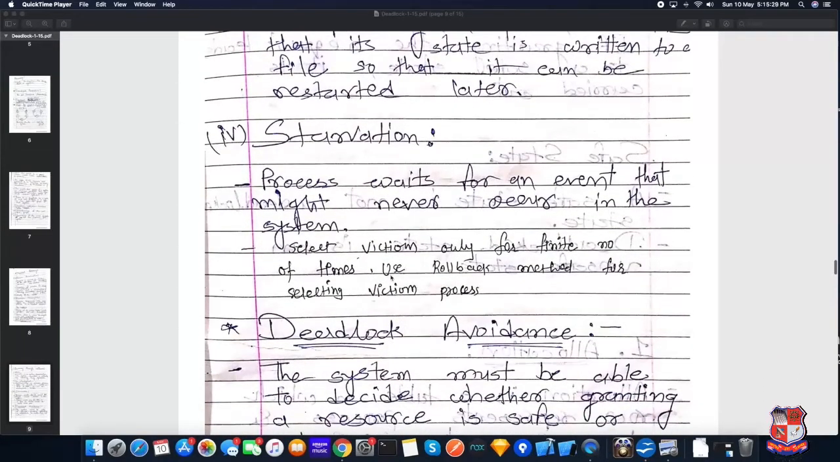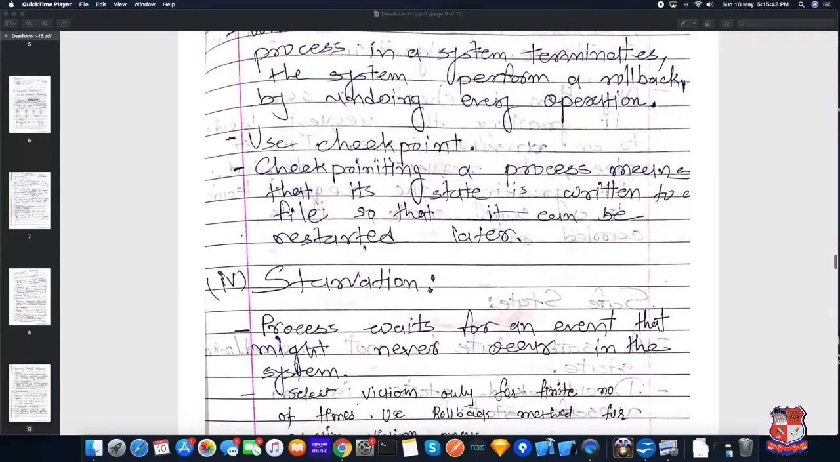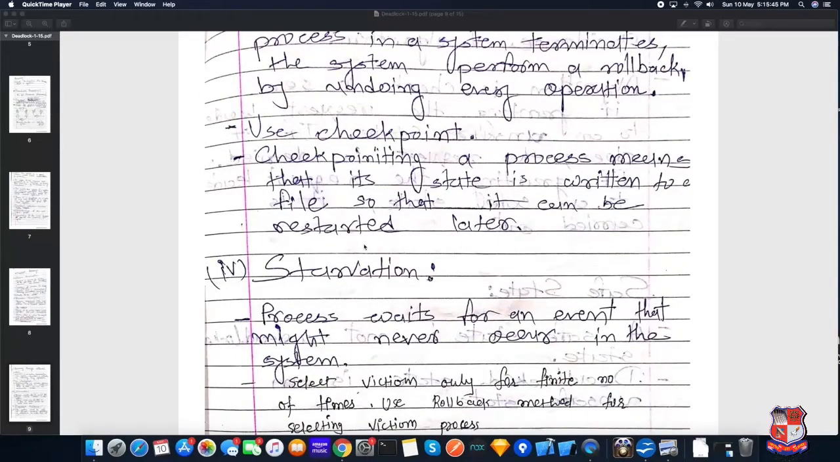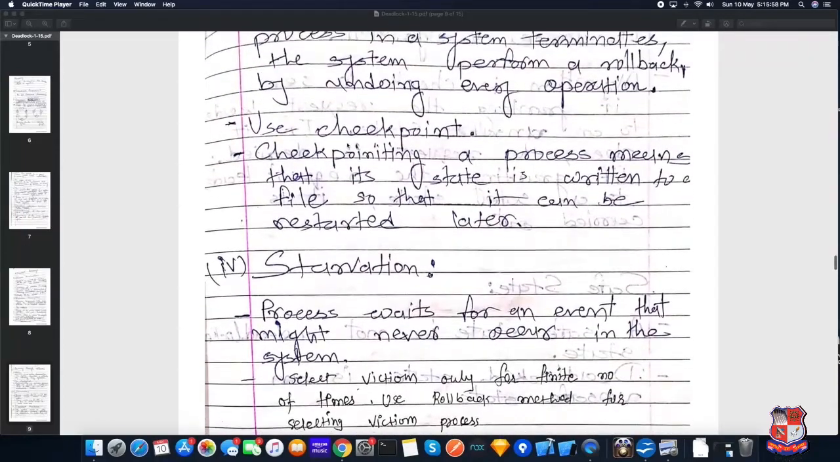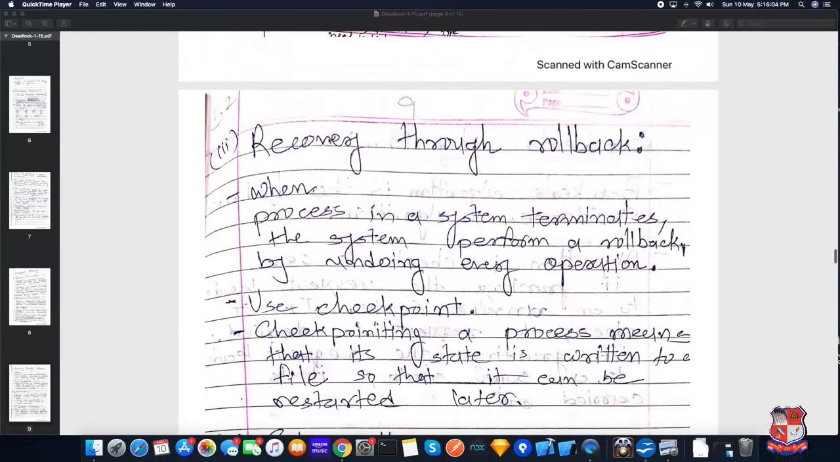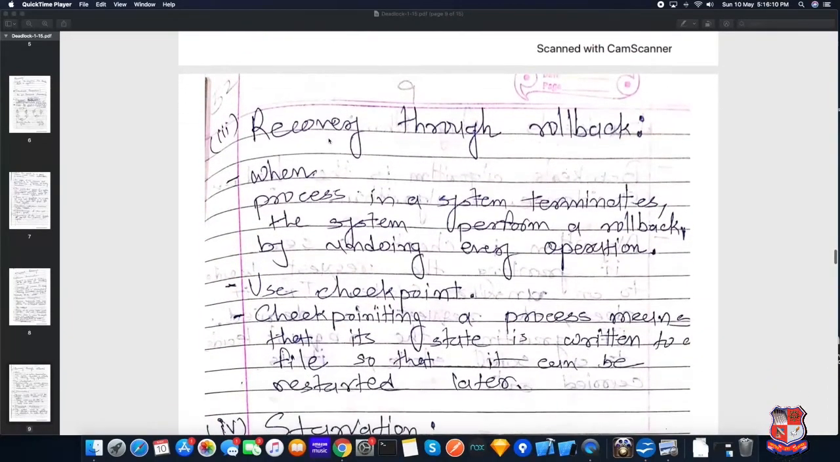The last point of deadlock recovery is starvation. A process waits for an event that might never occur in the system. So select a victim only a finite number of times. Use the rollback method for selecting the victim process. So starvation is also part of recovery. There are four basic concepts: resource preemption, process termination, recovery through rollback, and starvation.